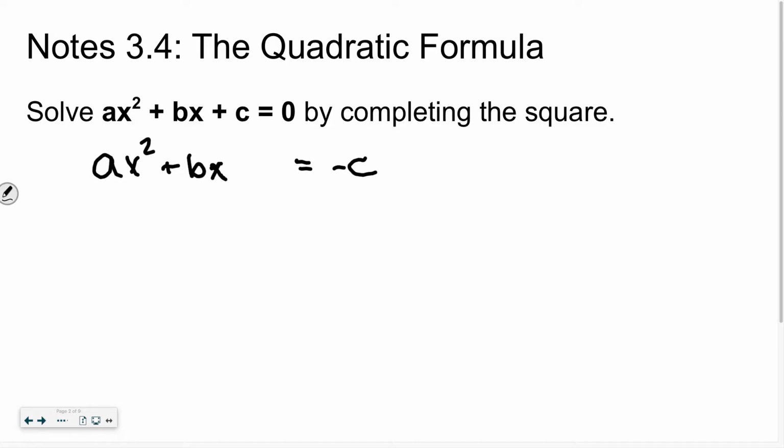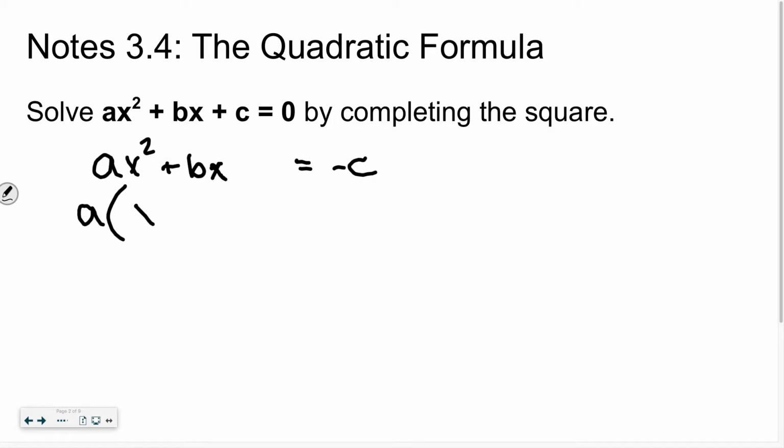Okay, now we discussed on Friday that in order for you to be able to complete the square, it's important that the coefficient to x squared is 1. Do we know what the coefficient to x squared is right now? It's a. So a could really be anything. So just like we did on Friday, what do we do with those a values? Factor it out. Okay, so let's factor out a on the left.